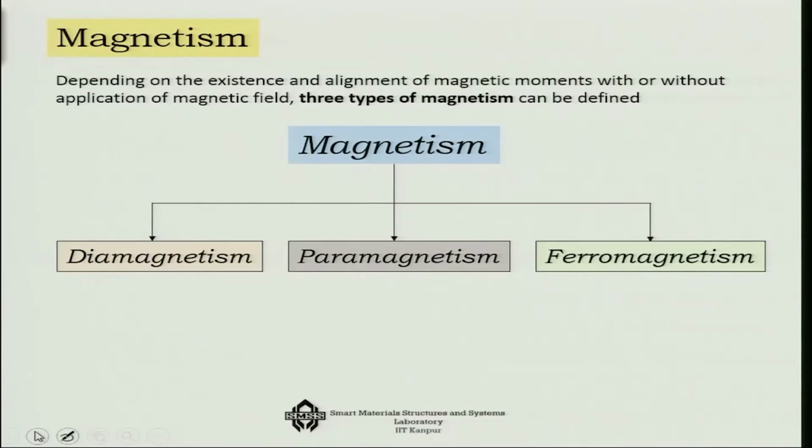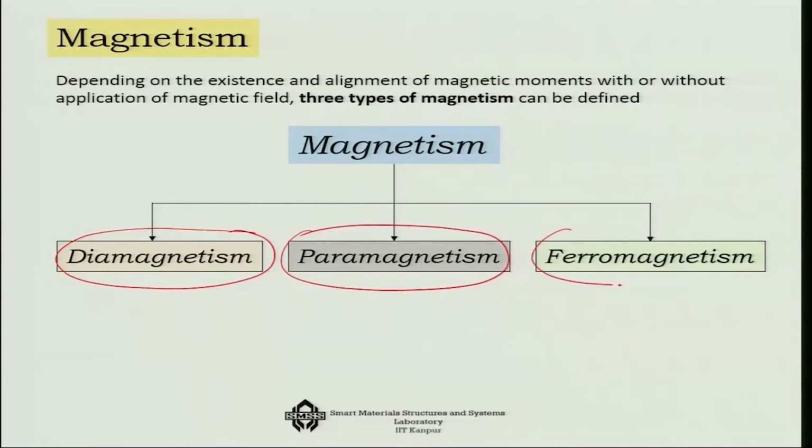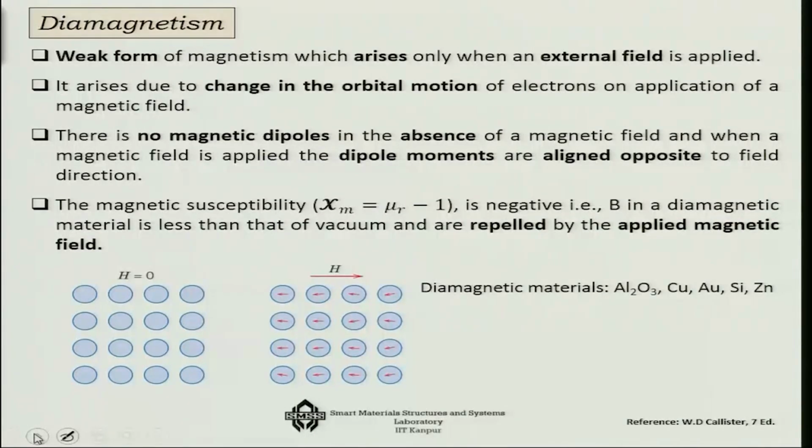Now, let us talk about the manifestation of this magnetism in different materials. There are three types of magnetism that you will generally see: diamagnetism, paramagnetism and ferromagnetism. Of course, there are some other variations, but these are the basic three that you will see in a material. What is diamagnetism?